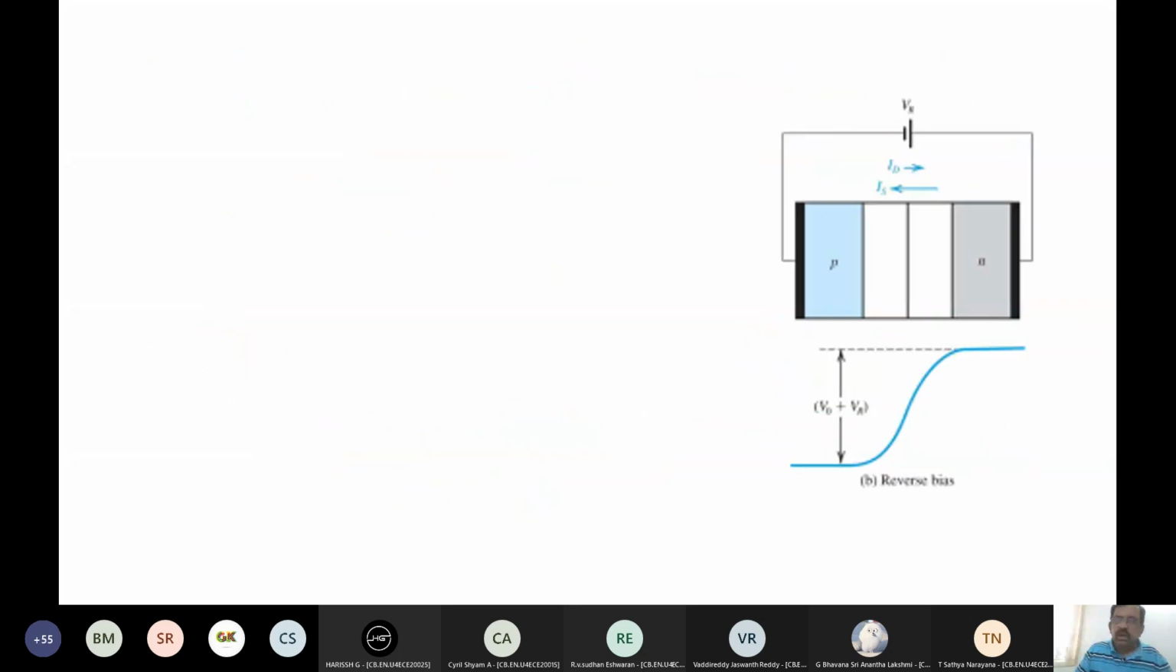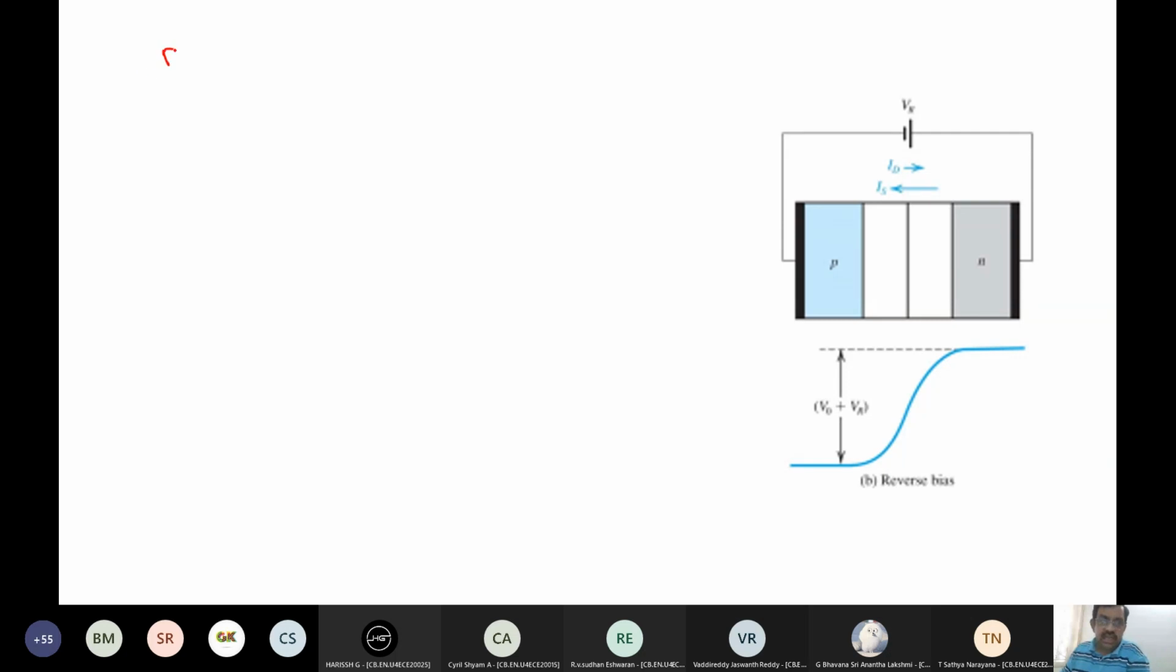Now come to reverse bias. Now we are coming to forward bias and reverse bias. The figure here shows the p-type material, which is with the acceptor impurity, which has the majority carriers as holes, connected to a negative of the battery, whereas the n-type material, with majority carrier electrons which are negatively charged, is connected to the positive of the battery source.